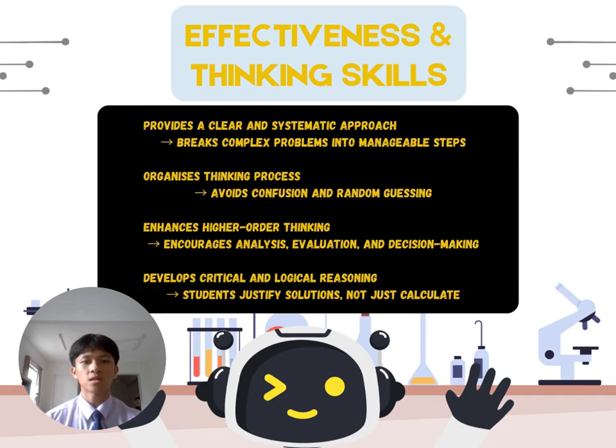One of the main strengths of computational thinking is that it helps to break down complex problems into smaller parts through decomposition. This allows us to focus on one aspect at a time, which improves clarity and reduces confusion. At the same time, pattern recognition helps us identify useful relationships and avoid repeating unnecessary work, making the process more efficient. In addition, computational thinking enhances higher order thinking skills.